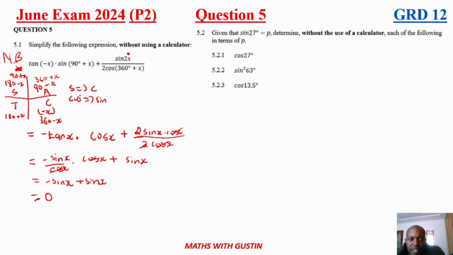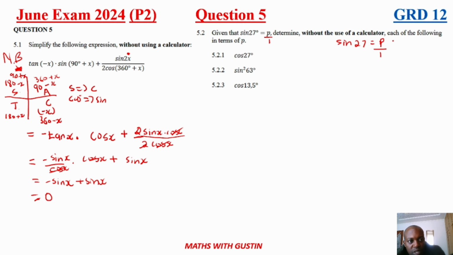3.2 says, given that sine 27 is equal to p, determine without the use of a calculator each of the following in terms of p. The most critical thing you need to take note of, or the trick in this case, is that this p is over 1. So what do you need to know? You need to know that sine 27 is given by p over 1, even though they don't write a 1 there.